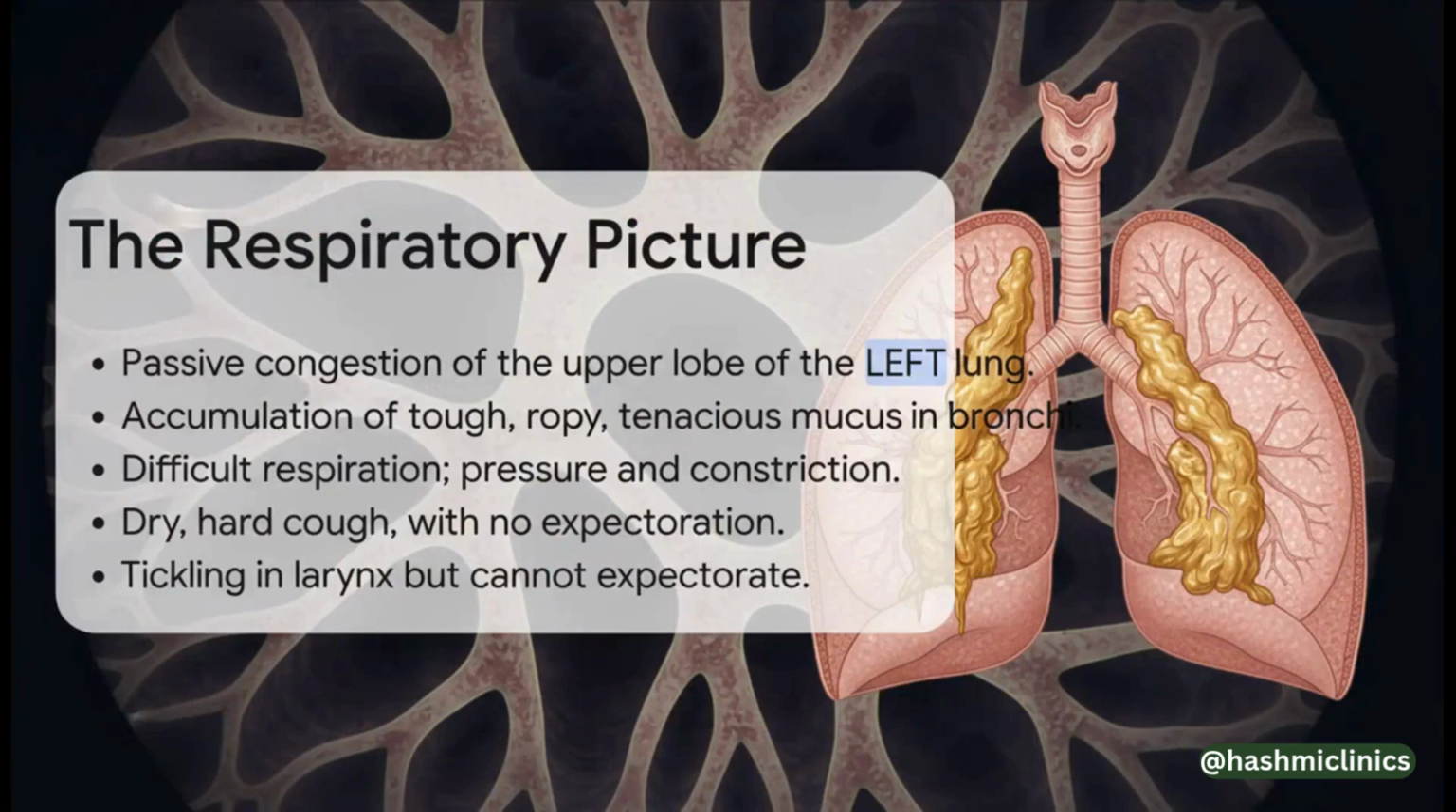This slide just perfectly illustrates the pathology underneath it all. We are not dealing with a violent, acute inflammation here. Instead, it's a state of passive venous congestion. And what does that lead to? The production of thick, ropey, tenacious mucus that is incredibly difficult to cough up, especially from its favorite spot in the left upper lung. That's the essence of the chest complaint right there.